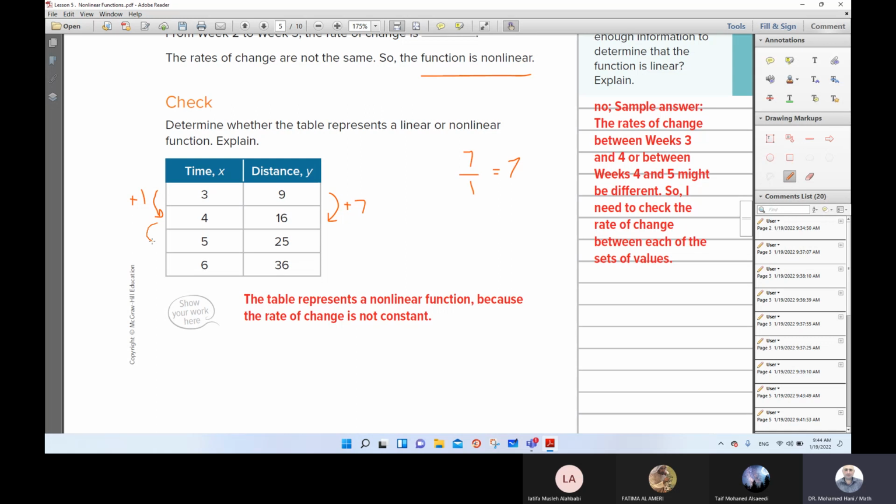Continue. From 4 to 5, also we have 1. From 16 to 25, we have 9. So the rate of change is 9 over 1, which is 9. Right. Now, as you see, we have different rates of change, here 7, here 9. So the table represents a non-linear function because the rate of change is not constant.